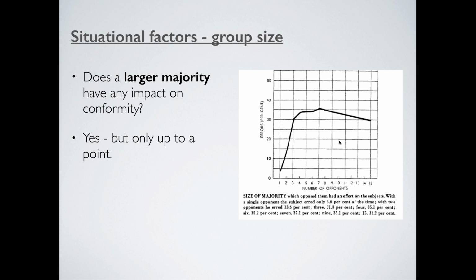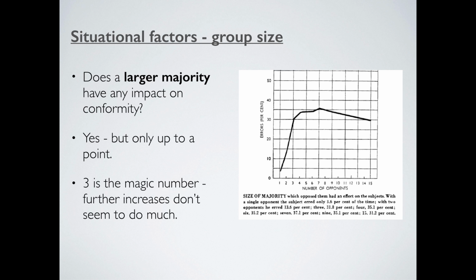Interestingly here though, if we stack on more people into the experiment, nothing really much happens. There's a small increase between 3 and 4 and a very tiny increase between 4 and 5. But if we average out between 3 and 15, turns out there's not really much of a difference between the two of them. So 3 seems to be the magic number. Any less than that, conformity drops. Any more than that, nothing happens to conformity.